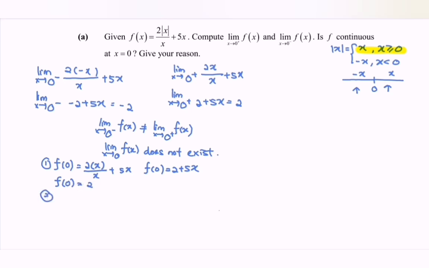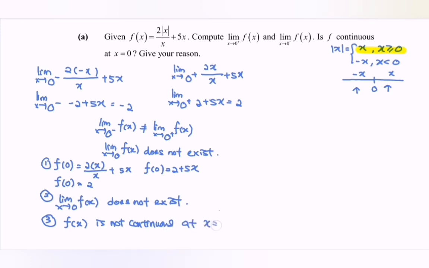For the second condition, the limit when x approaches 0 for the function f(x) does not exist. Then from here we can state the conclusion: f(x) is not continuous at x equals 0.